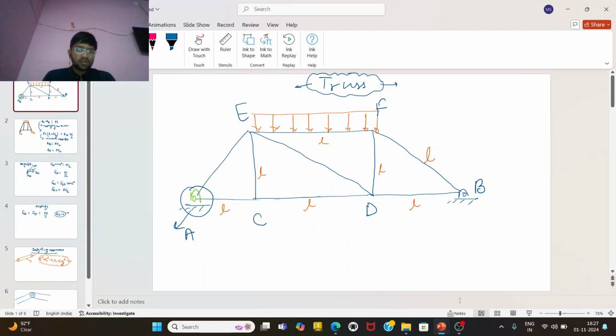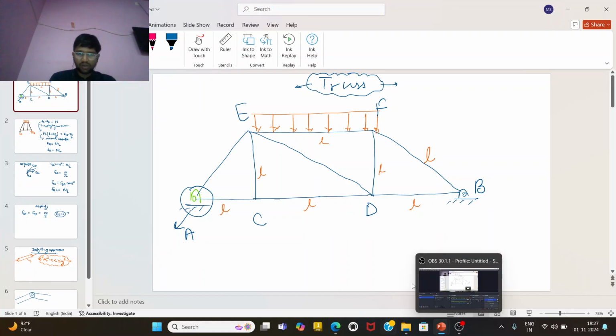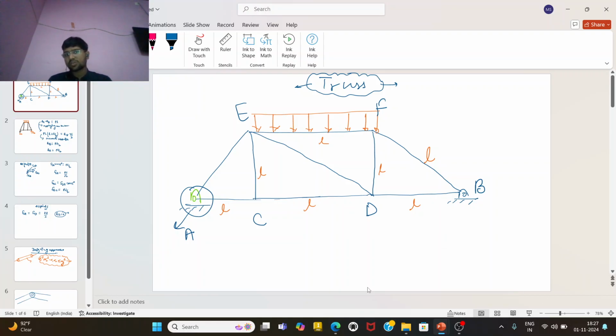It is a connection of multiple elements which are subjected to uniaxial loading. We cannot say exactly that all elements are subject to uniaxial loading. It is a connection of multiple elements, and all the elements are 2D elements.